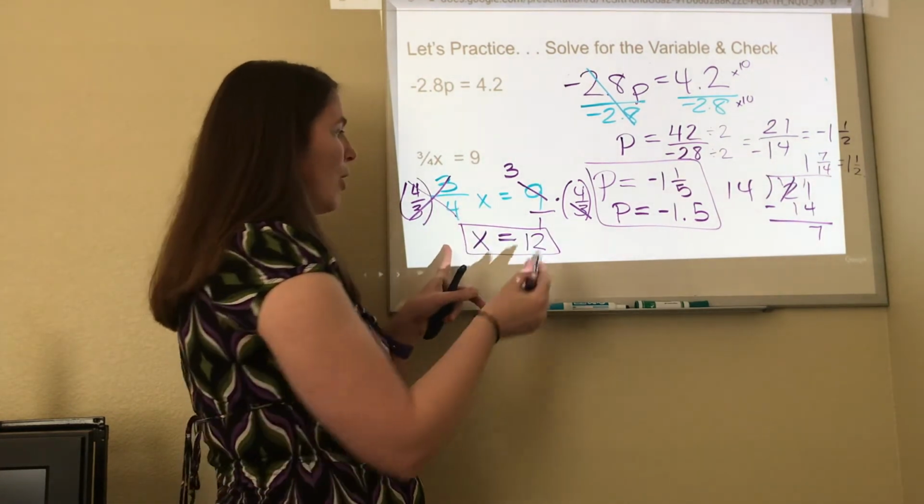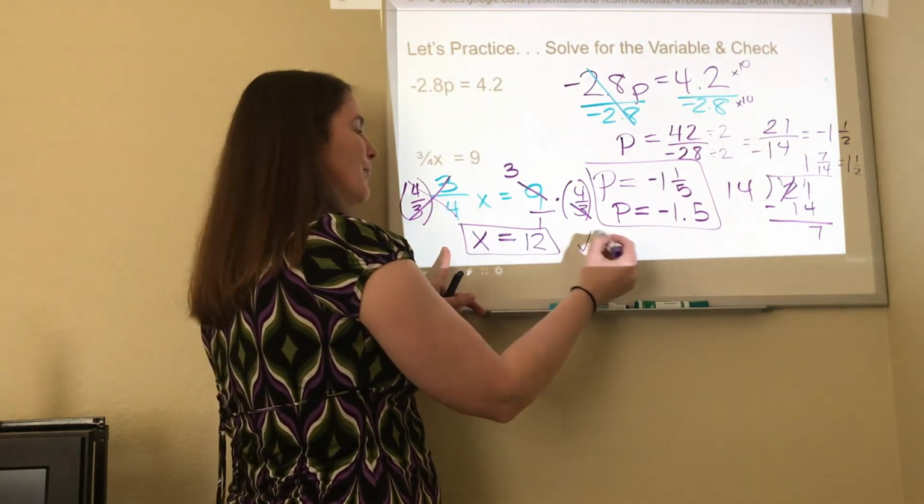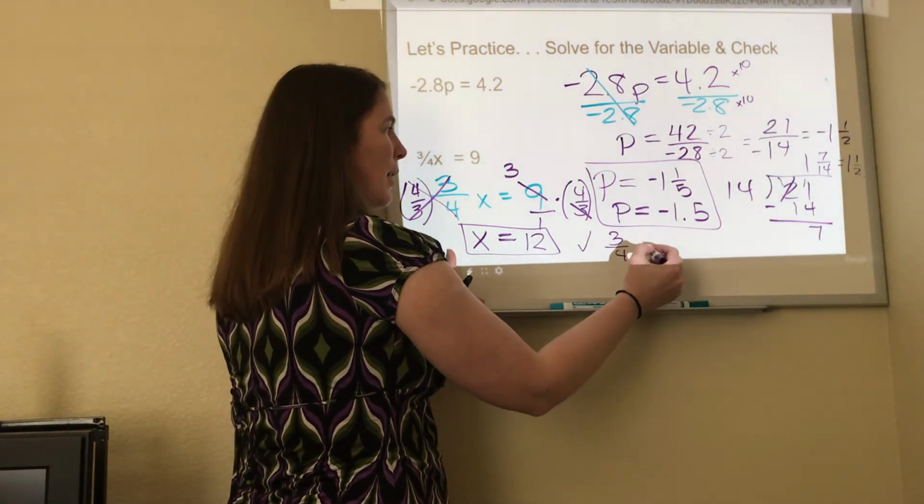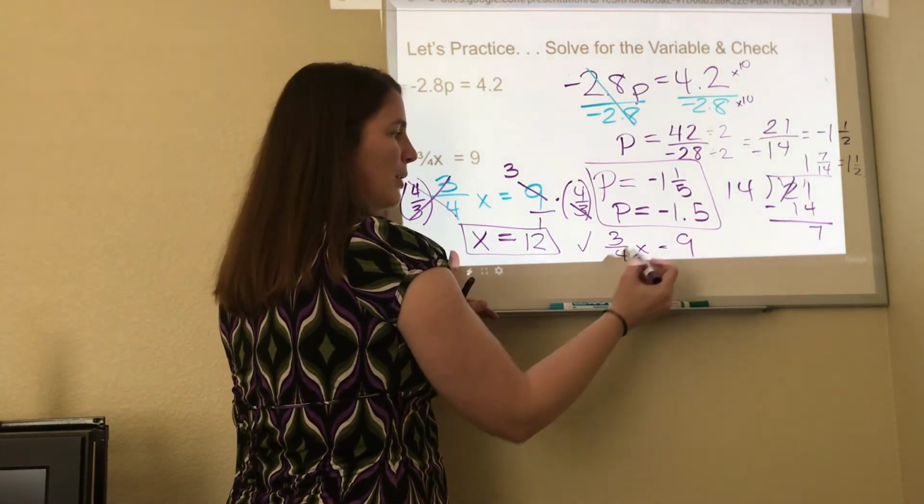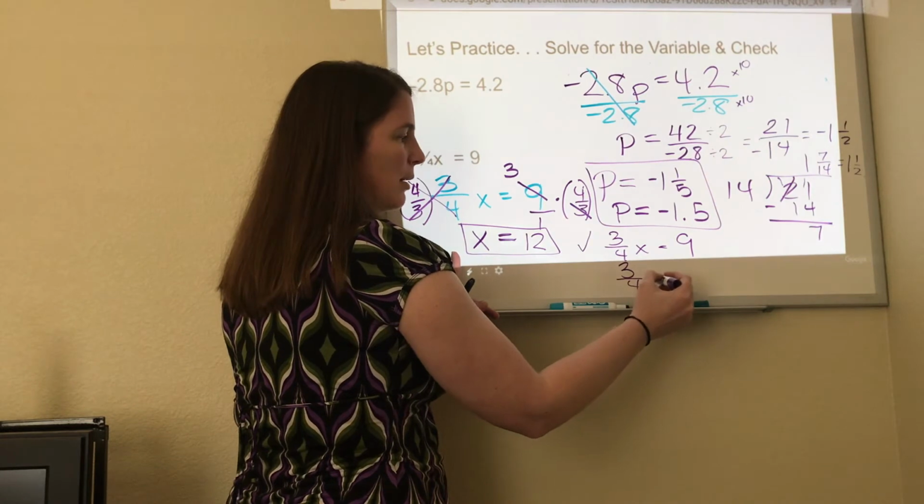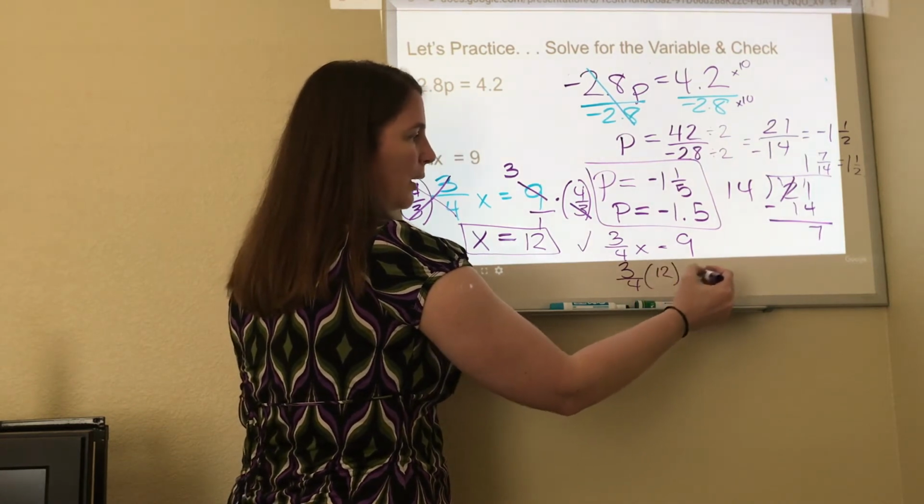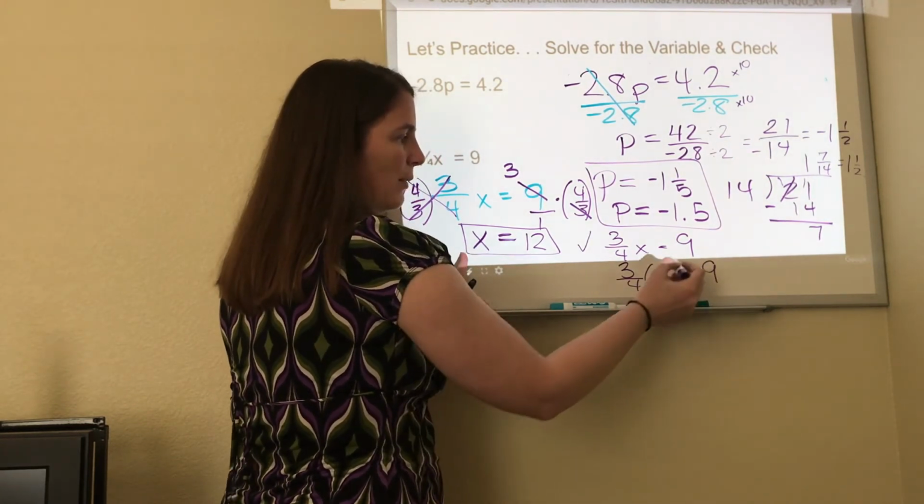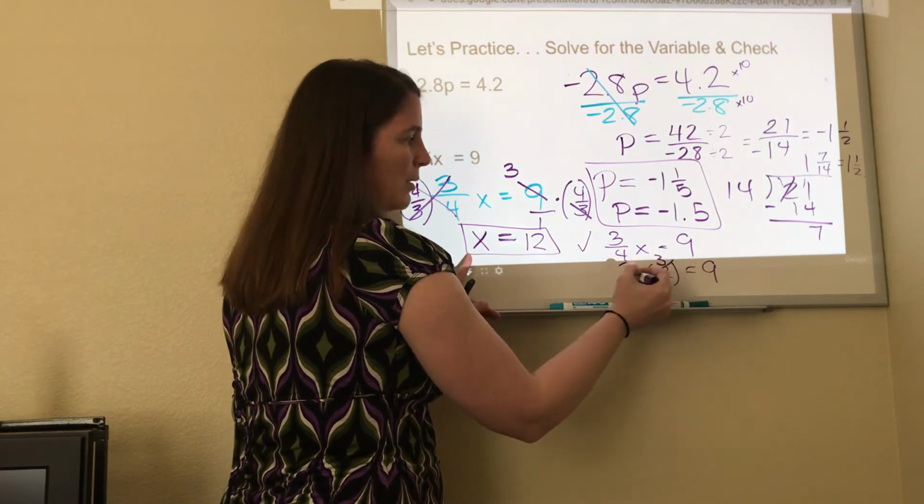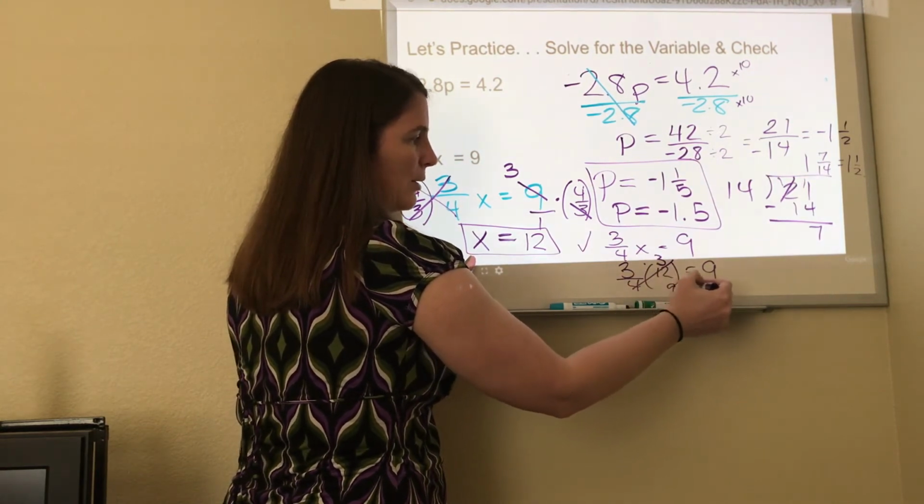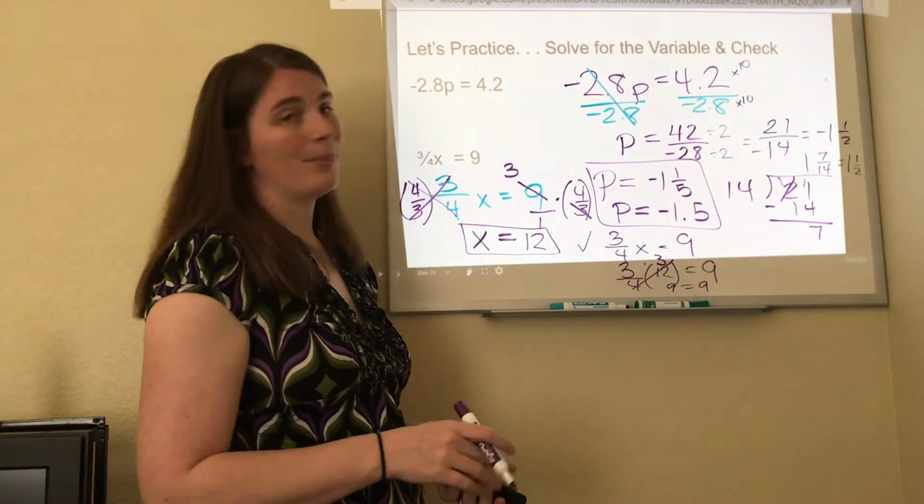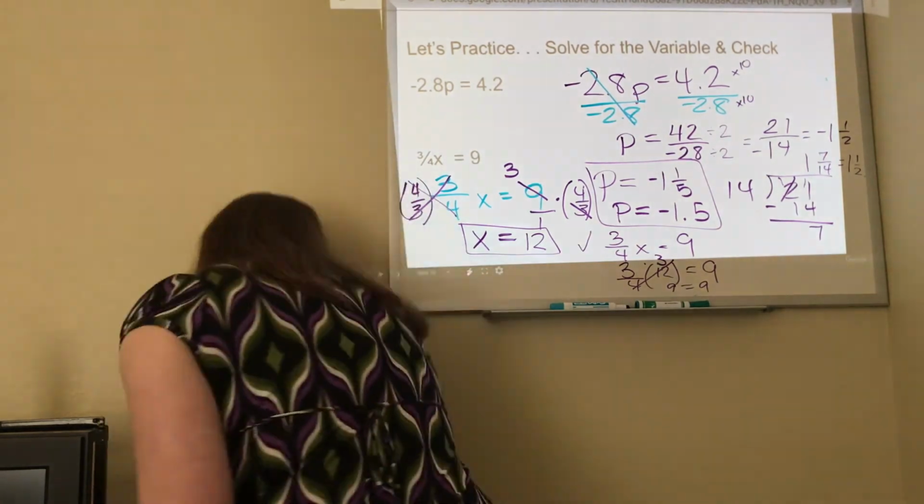To check it, all I do is plug it in. So I get 3/4 x equals 9. I put the 12 in here, so 3/4 times 12 equals 9. So what's 12 divided by 4? That's 3. So 3 times 3 is 9. So 9 equals 9. All right, let's do the next one.